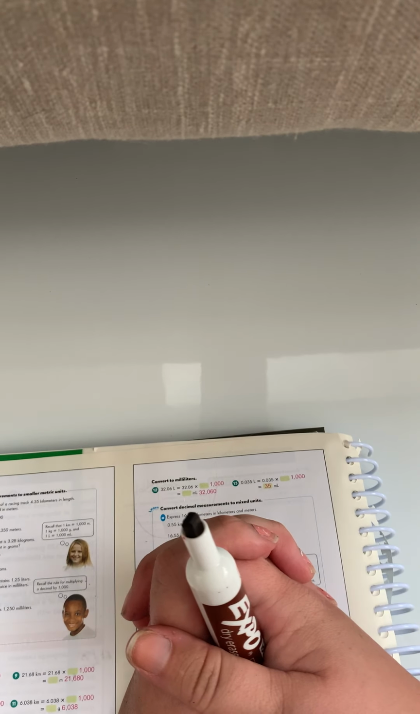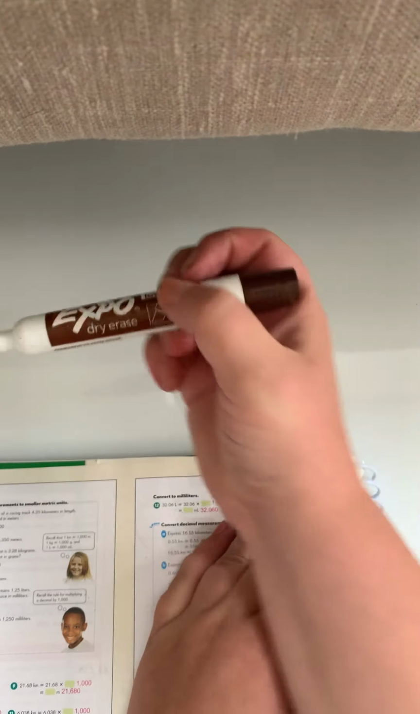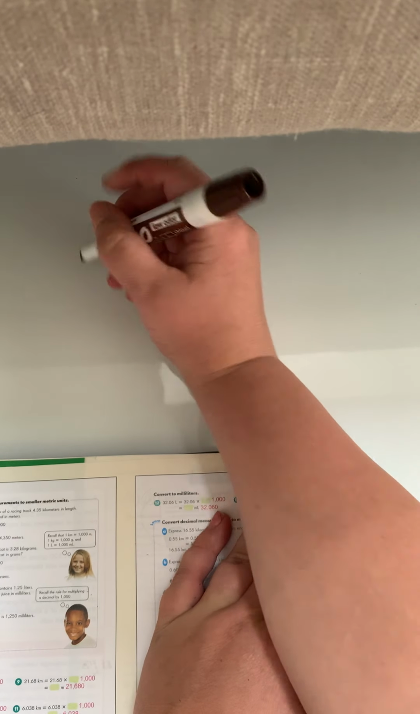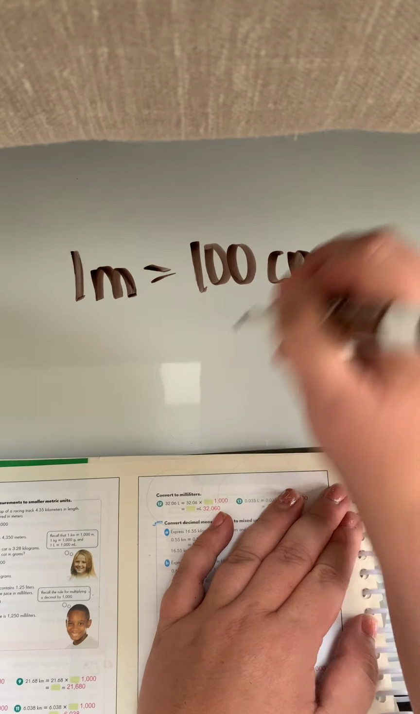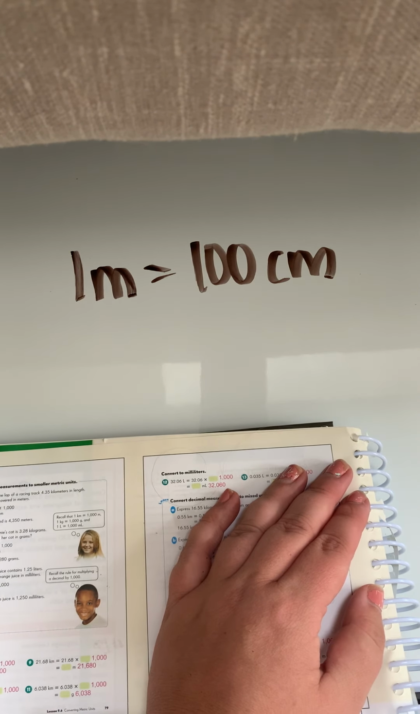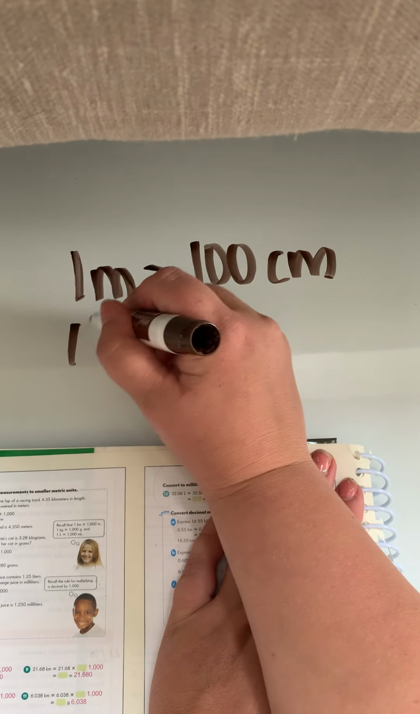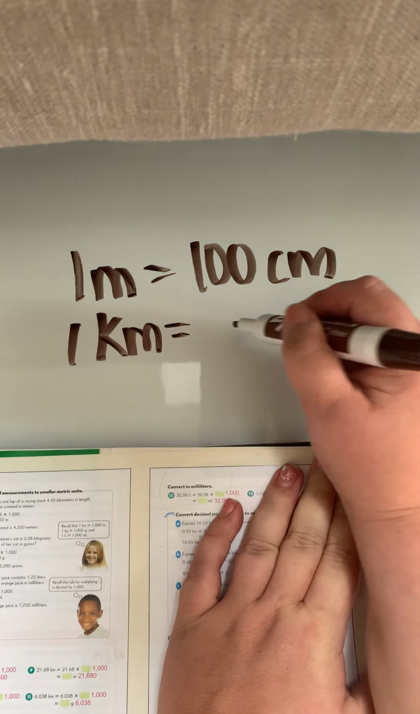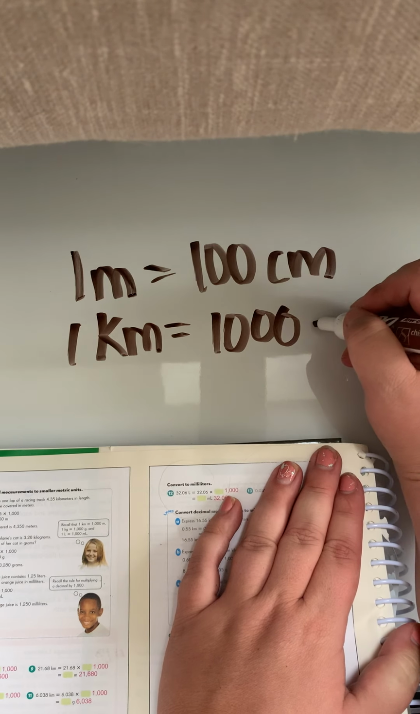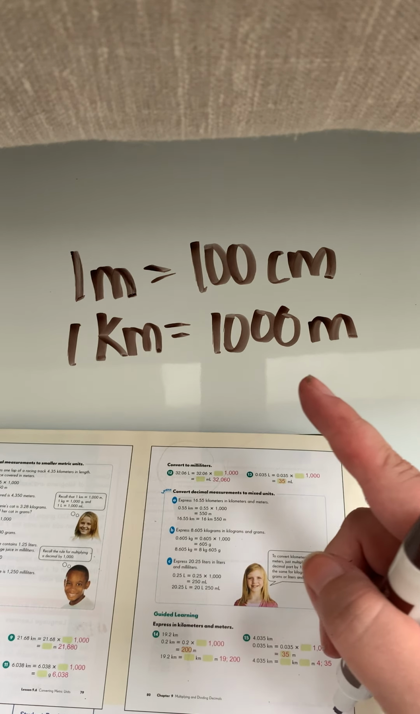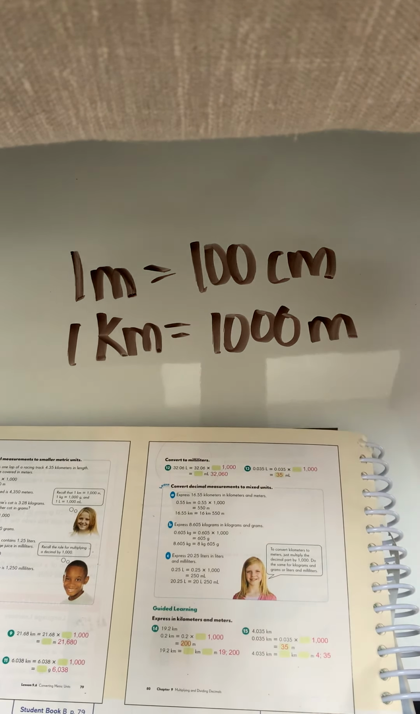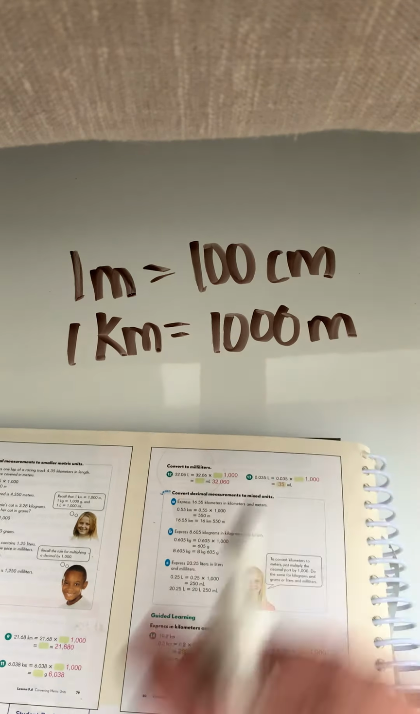Did I put 1,000? You guys, I'm having a brain toot. 1 meter equals 100 centimeters. Is that what I put, or did I put 1,000? Oh my goodness. All right. 1 kilometer equals 1,000 meters. Okay, double check your sheet. Make sure you didn't put 1,000 centimeters up here. Oh my goodness. I don't even know if I did or not, you guys. Sorry about that.